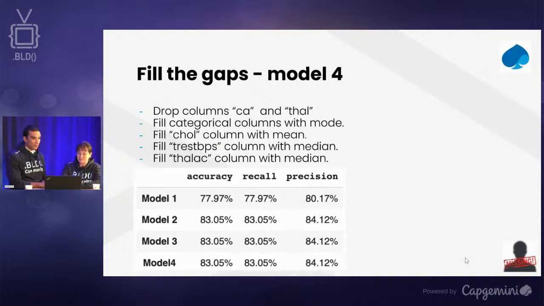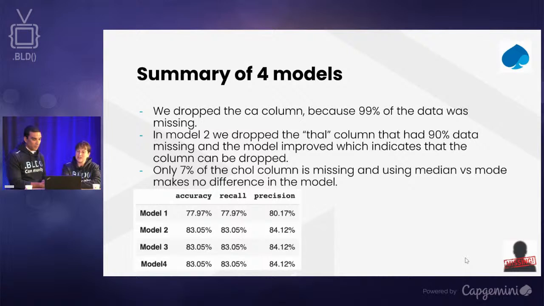Now I'm going to try something else. Maybe let's fill it with mean. And once again, no difference. In this case, it doesn't make a difference, because if we quickly look at the next slide, I made a quick summary. In model 1 we dropped the CA column, where 99% was missing. In model 2, we dropped the thal column, which had 90% missing. But models 2, 3, and 4 are doing the same in terms of accuracy, recall, and precision. In the col column, only 7% of the data was missing.